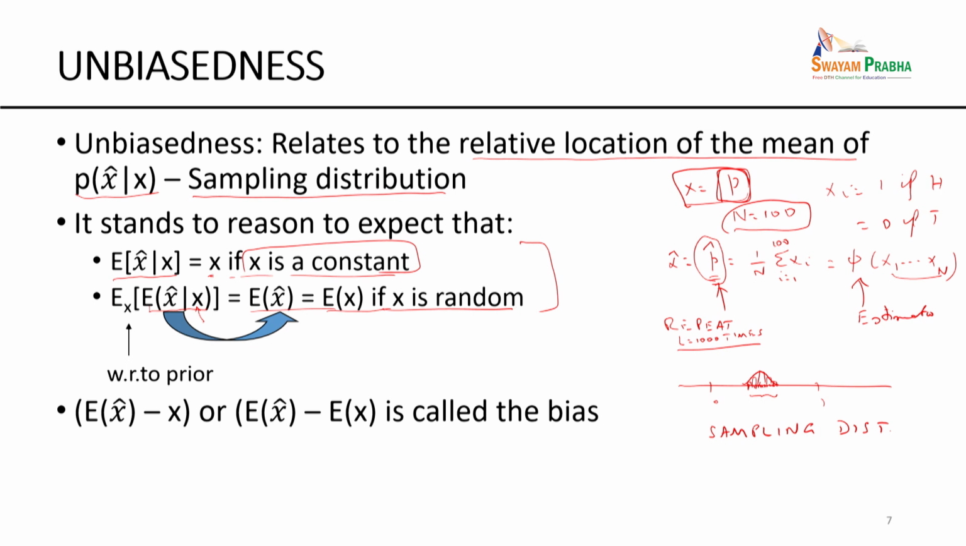So please understand, this is with respect to the prior. That's what we already talked about. So I'm considering both the cases, x being a constant and x being random. The difference between E of x bar and x in the first equation, the difference between E of x bar and E of x from the second equation, is called the bias. If this bias is 0, it's called unbiased.